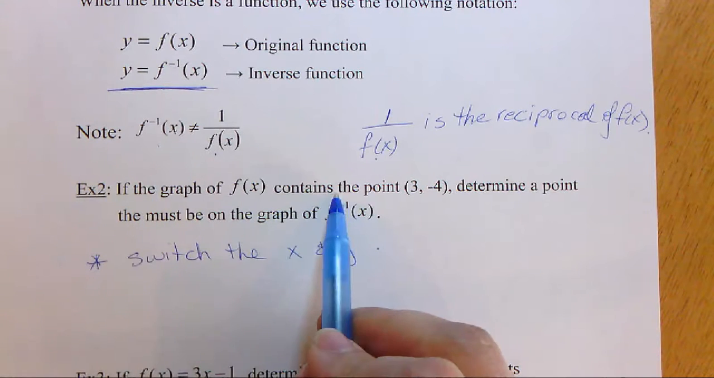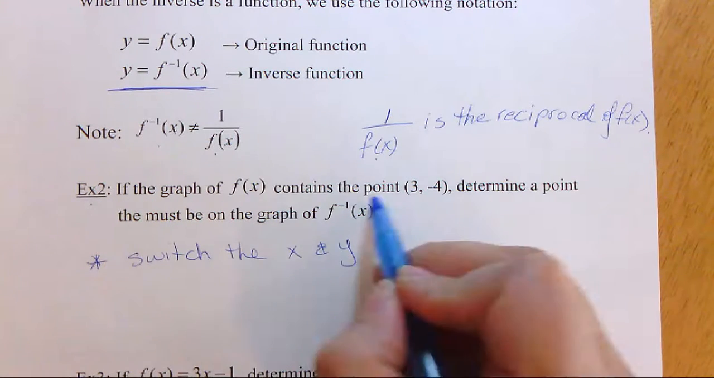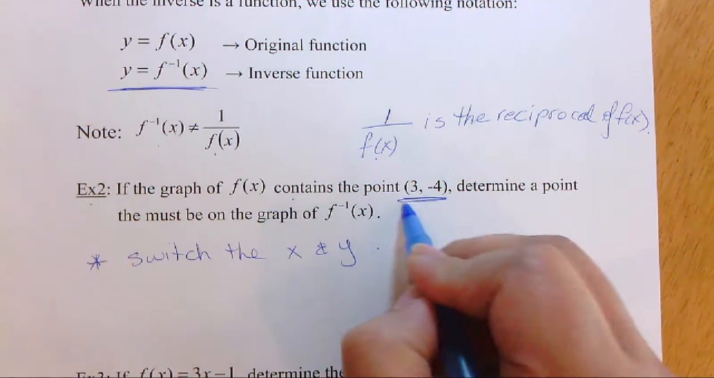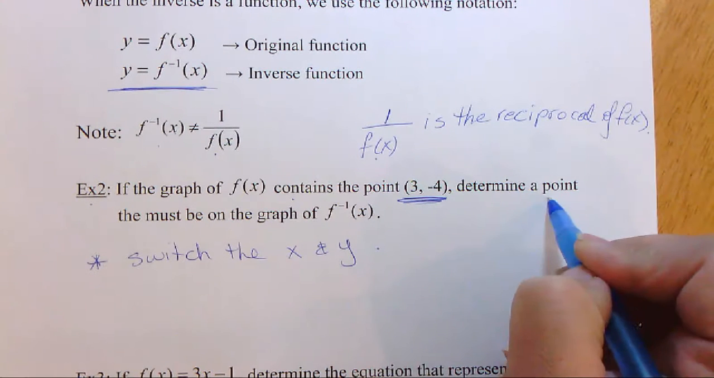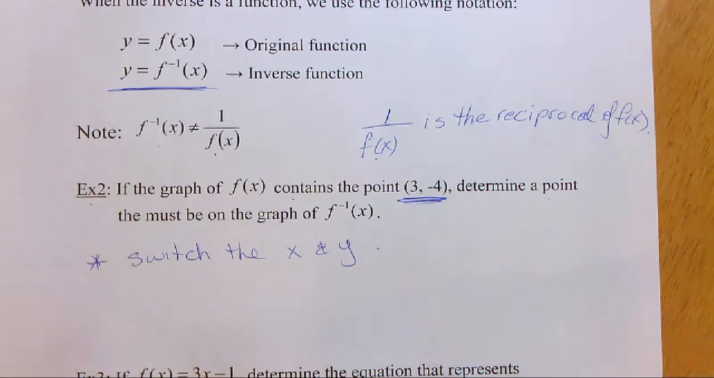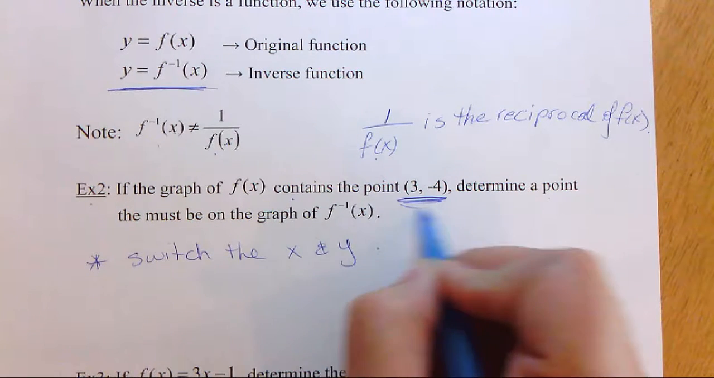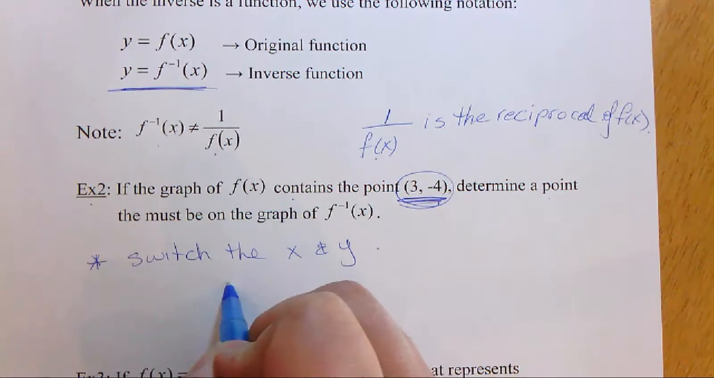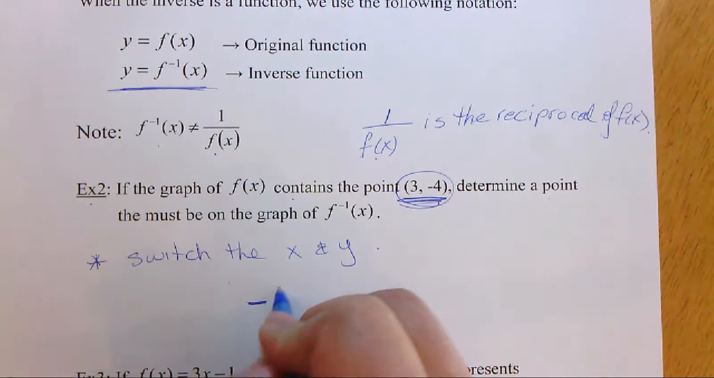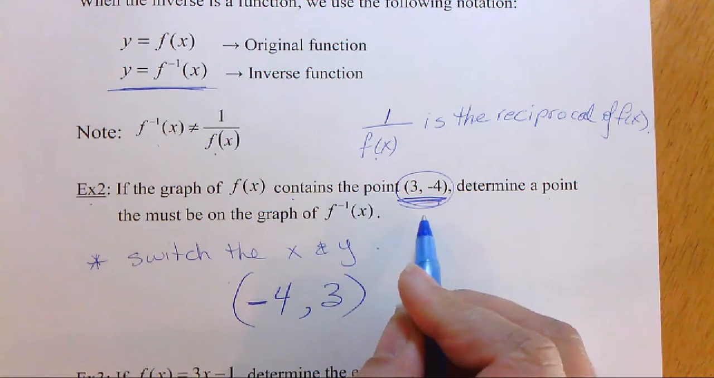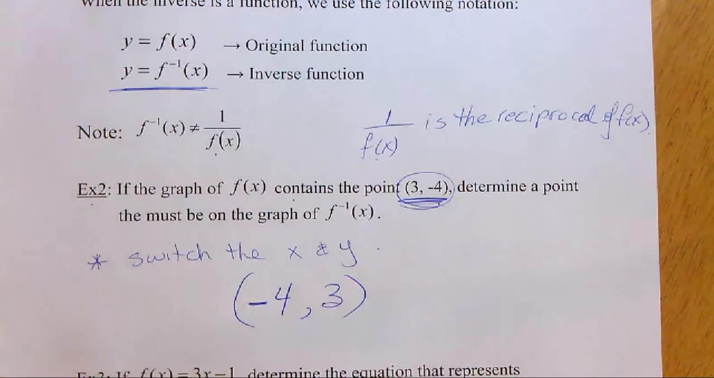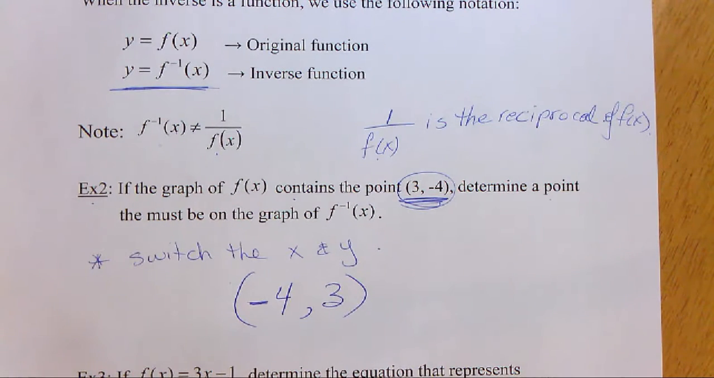Now, in the graph of f of x, for this example, f of x contains this point. So that's on the original graph. Now we need to figure out a point that exists on the inverse. So basically all we're going to do is we're going to take this point and we're going to switch the x and the y. So now a point that exists on its inverse is simply the inverse of that point. So we're just switching the x and y. Real simple there.